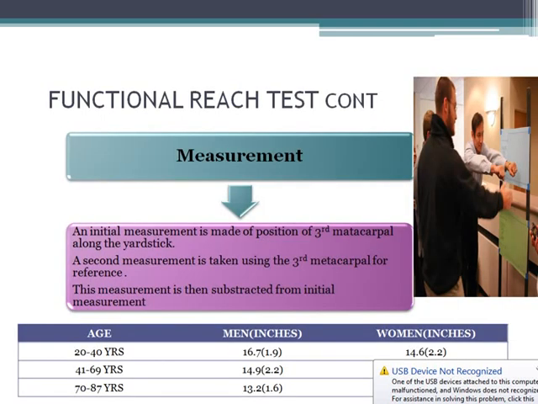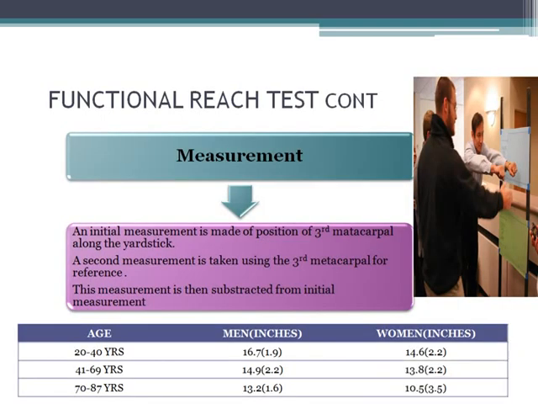Now, how to take the measurement. The reference point is the third metacarpal. The initial measurement is made at the third metacarpal along the yardstick. The second measurement is taken using the third metacarpal as the reference. Then subtract the initial measurement from the second measurement. These are the normal measurements according to age, and we can take them as a reference.